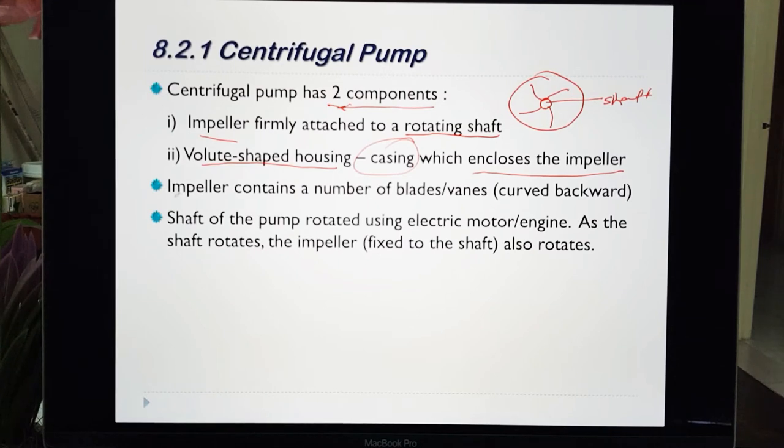The impeller contains a number of blades and vanes. A set of these blades and vanes is called the impeller, while each one is a vane, also known as a blade, and they are curved backward. The shaft of the pump is rotated by an electric motor or engine. When you turn it on, the motor or engine moves the shaft and it starts to rotate. As the shaft rotates, the impeller, which is affixed to the shaft, this group of vanes, will also rotate.